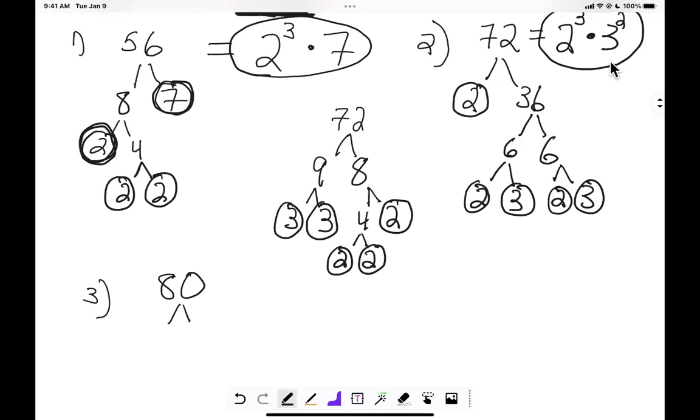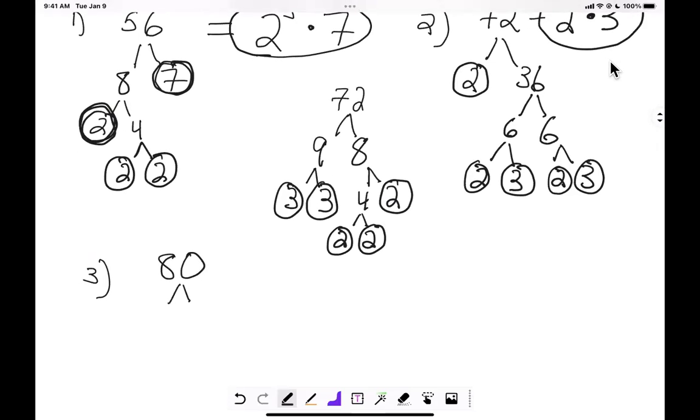Again, lots of things. I can break 80 down. I'm just going to start with 8 and 10. It's the first thing I see, and that's what you should do. Start with the first thing you see. Neither of them are prime.